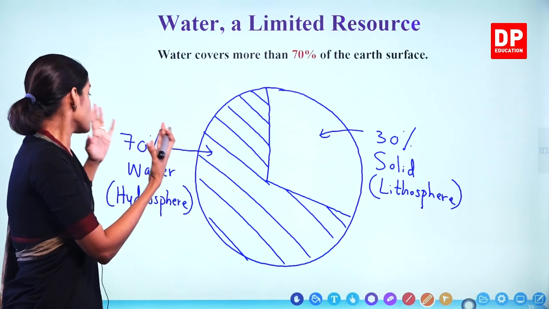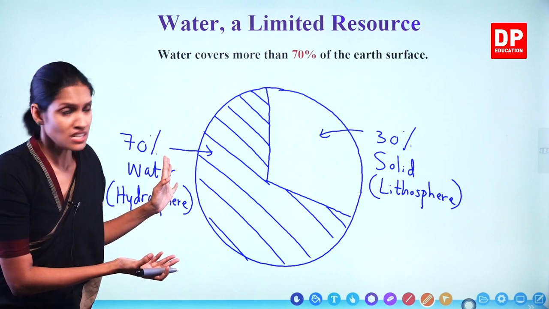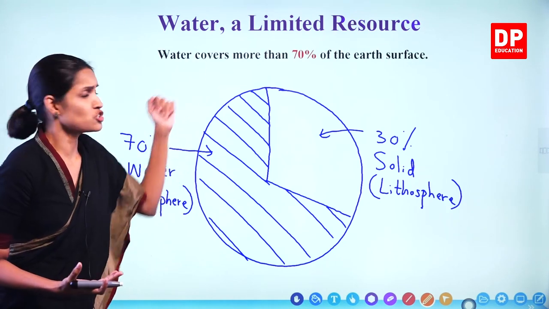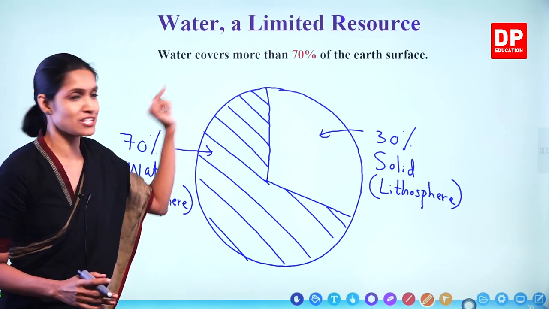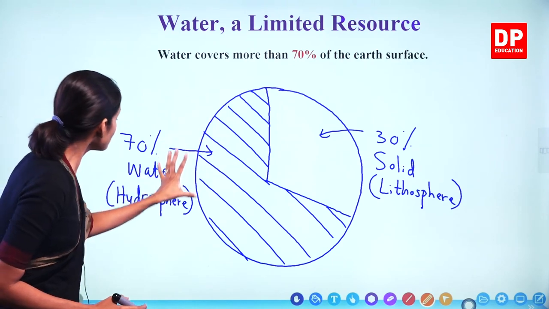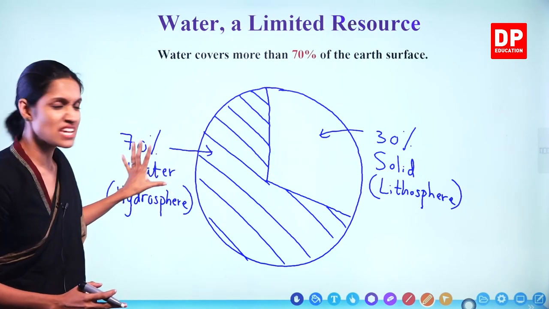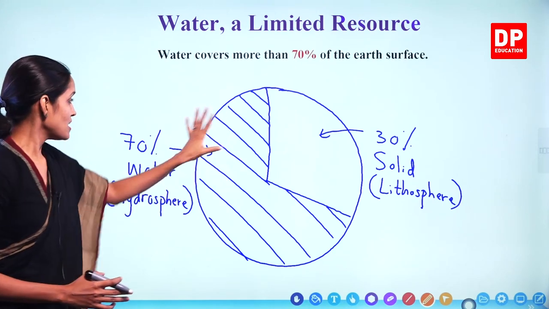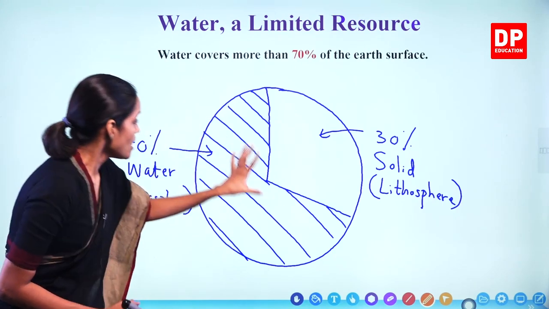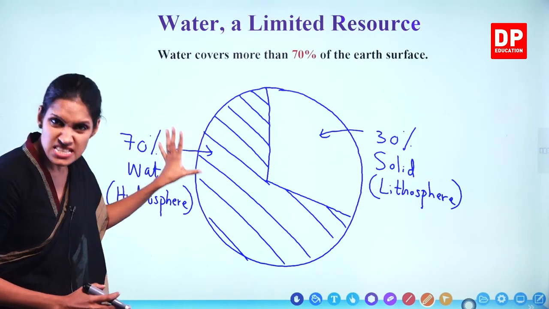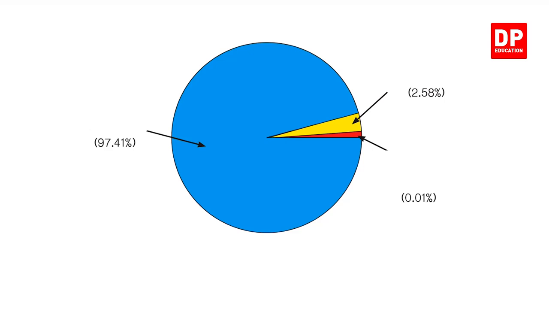So more than 70% is covered with water. Still, it says water is a limited resource. How come, children? Is it even true? I will show you whether it's true or not. Now, I am going to take this 70% of water, or this entire hydrosphere, into one circle. This entire hydrosphere, I am going to represent using a pie chart or a circle. So, now this is the entire amount of water present on Earth.